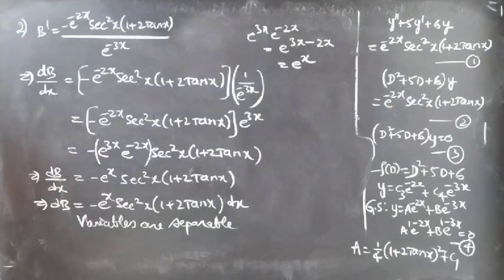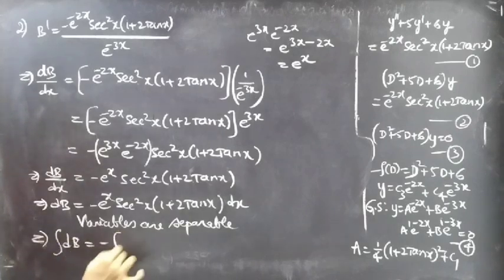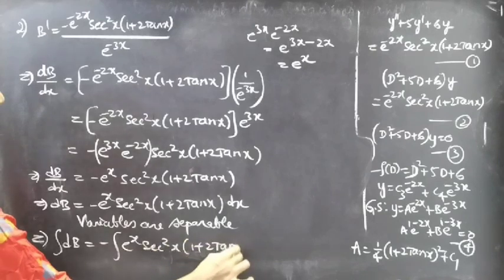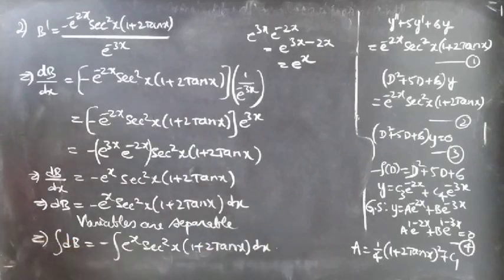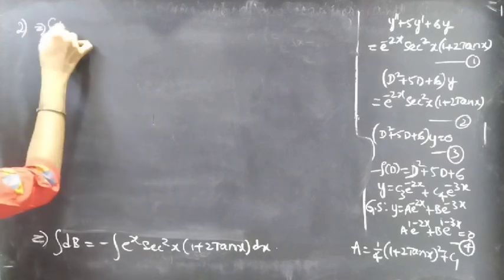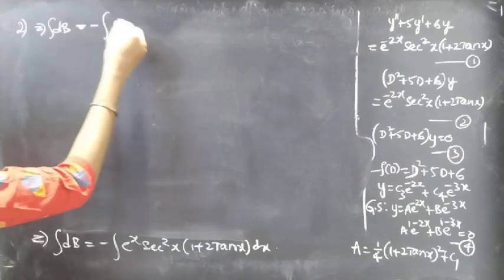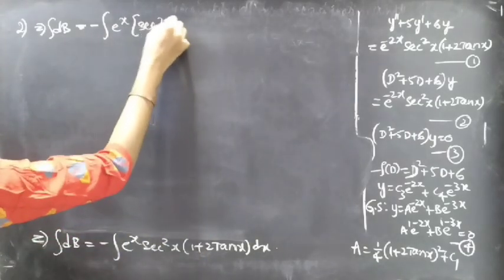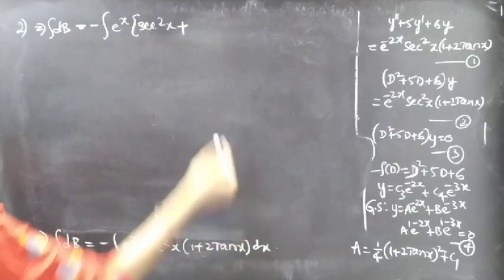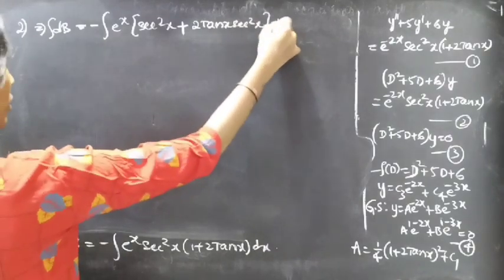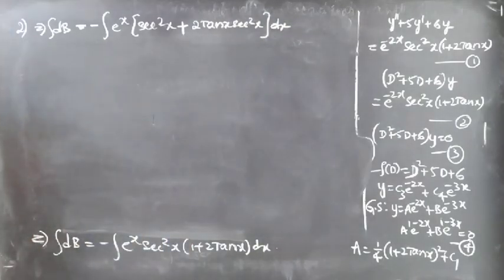Now we can perform integration. Integral db equal to minus integral e power x secant square x of 1 plus 2 tan x into dx, which gives us integral db equal to minus integral of e power x of secant square x into 1 is secant square x, plus secant square x into 2 tan x is 2 tan x secant square x, into dx, right?